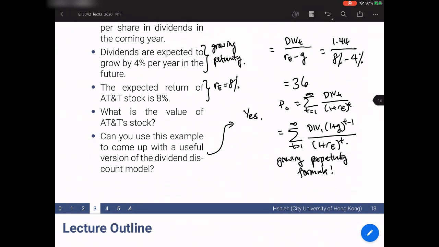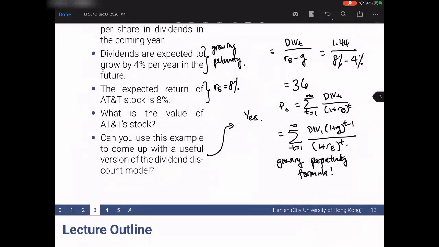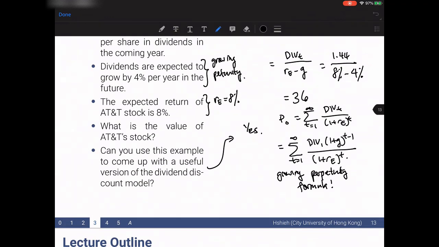And we all know what this reduces to because we derived it in the first 2 weeks of this course. That's going to give us a price equal to div1 divided by RE minus G. And we actually can go one step further, right?